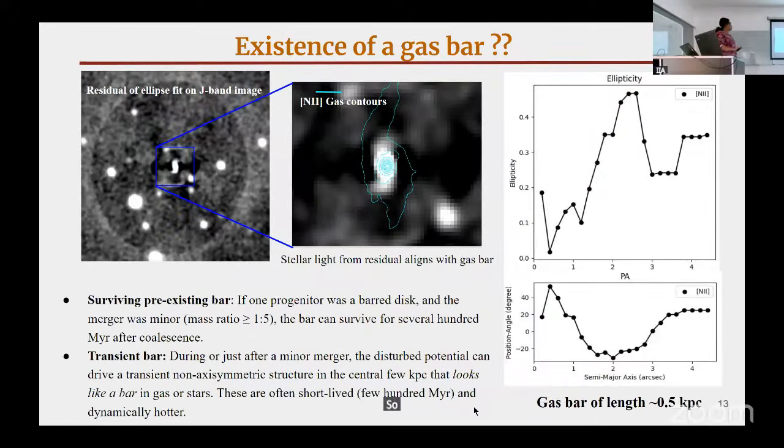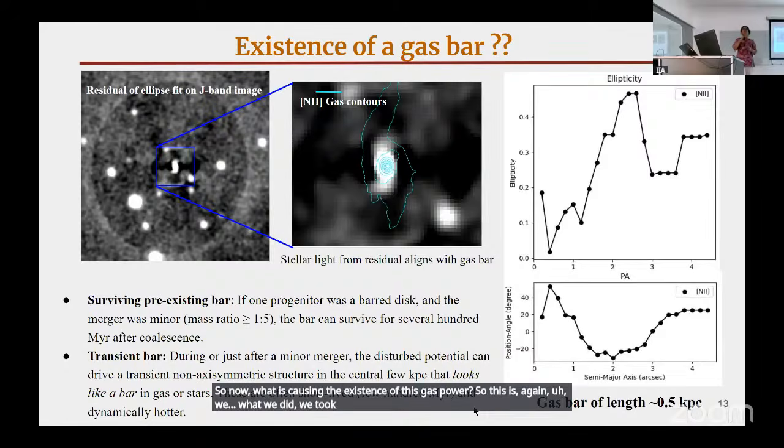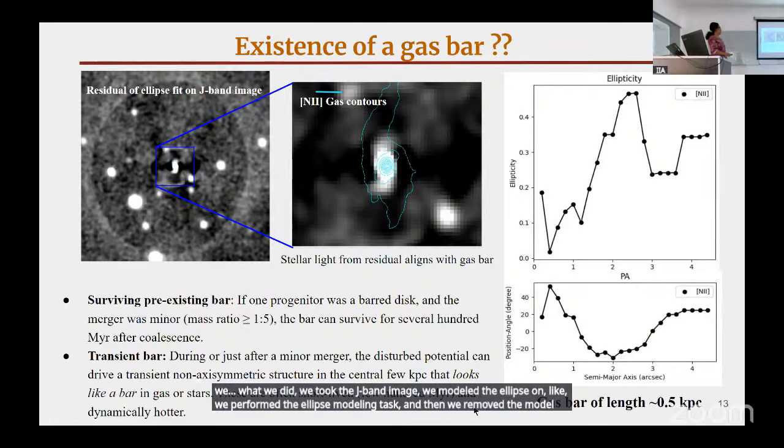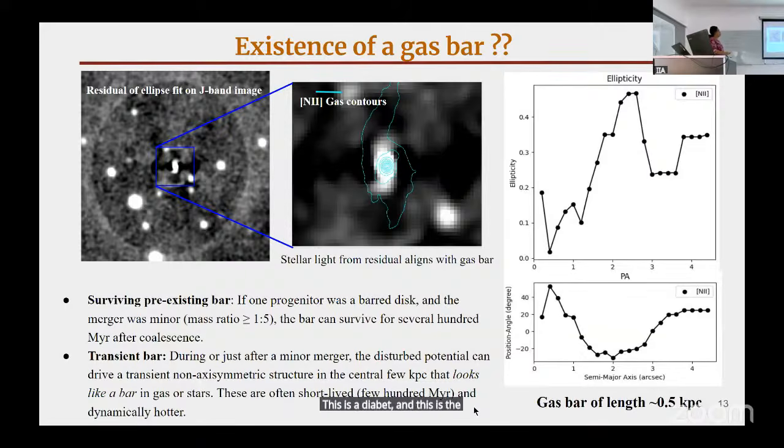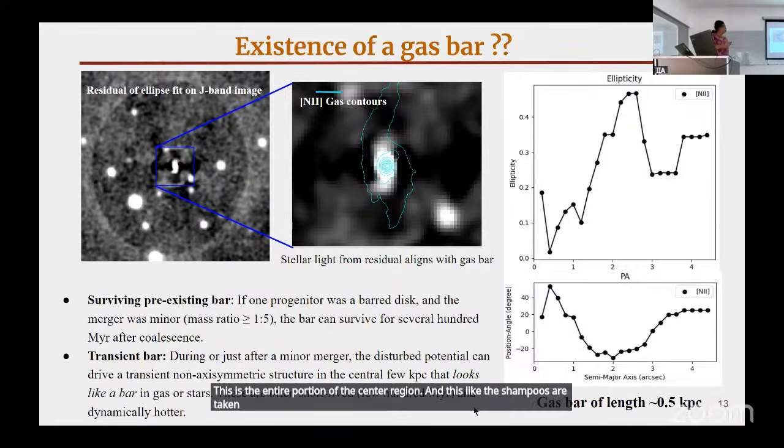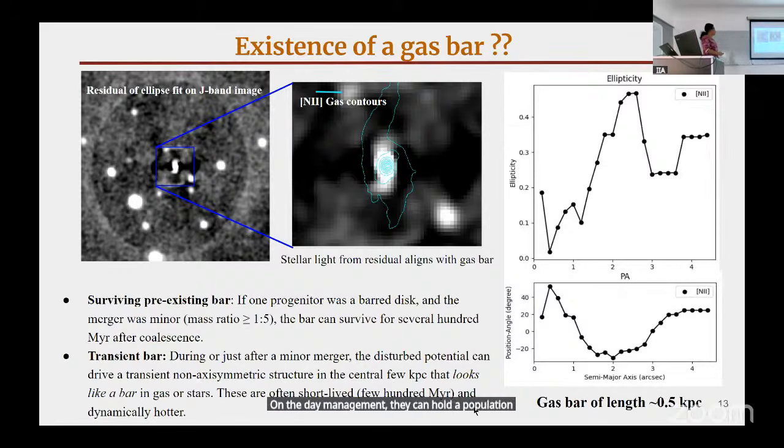So now, what is causing the existence of this gas bar? Again, what we did, we took the J-band image, we performed the ellipse modeling task, and then we removed the model and took out the residual. Here, this is the entire frame residual, and this is the zoomed-in version of the central region. The sharp contours are taken from the N2 lines, and we see that the bar region has some stellar light presence in the J band, which is an older population.